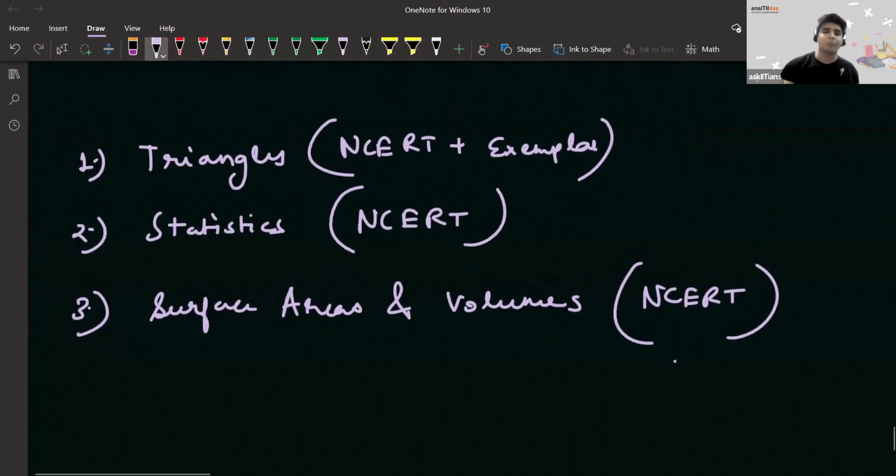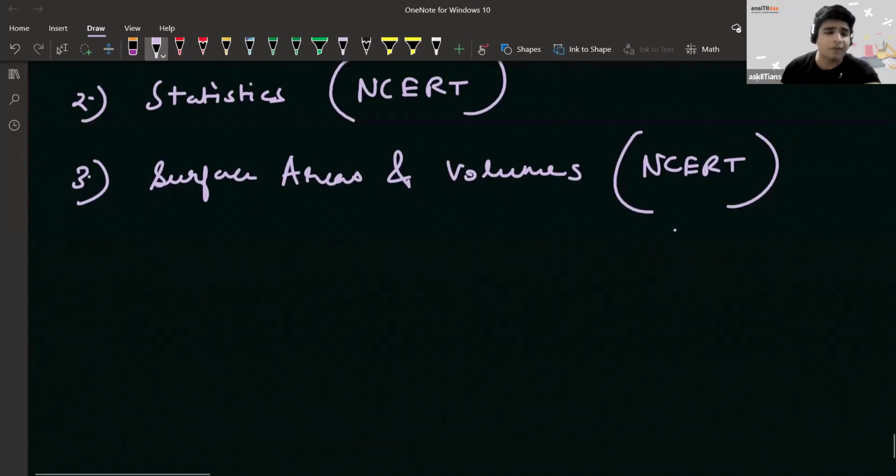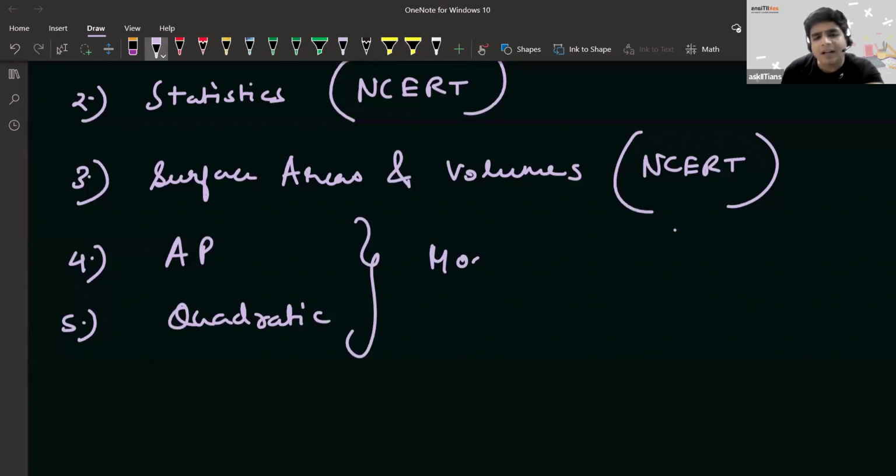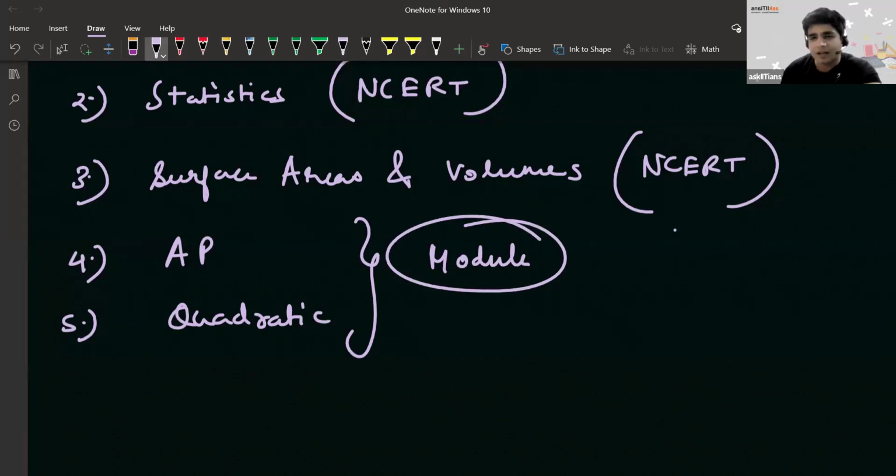Okay, everyone. Now, for the rest of the chapters that I've already discussed with you, fourth and fifth, that is AP and quadratic, just do the module of Ask IITians, more than enough. If you do the module, let me tell you everyone, our modules are like a gold mine. If you do all the questions from our module for AP and quadratic, there will not be a single question that you'll not be able to do in the exam. My promise to you. Okay. There are like 70 questions in each of these chapters.